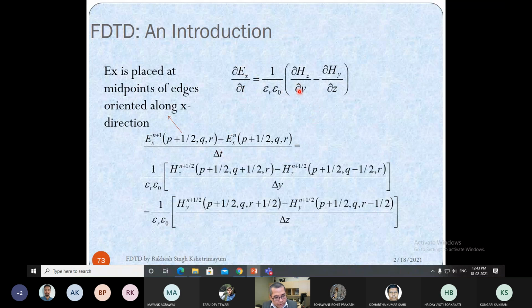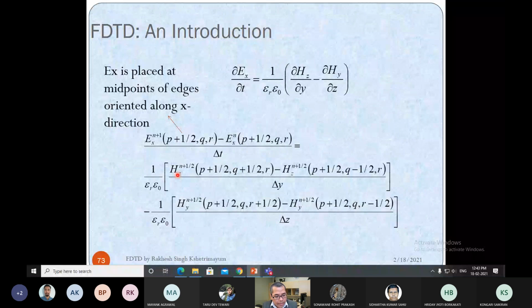So let us look at the right hand side. Look at the first term here, ∂/∂y of Hz. First things first, Hz is a magnetic field. So you calculate the magnetic field in the half integer time steps. So it will be n plus half here. We have taken n plus 1 and n here. In between that, we have n plus half. So n plus half, n plus half. Time is clear.